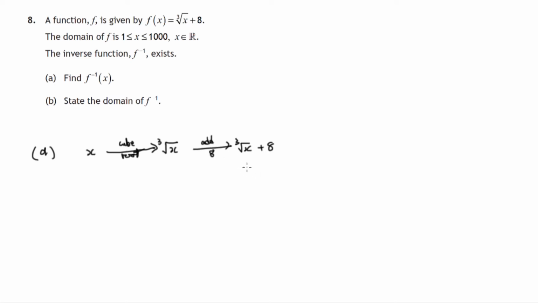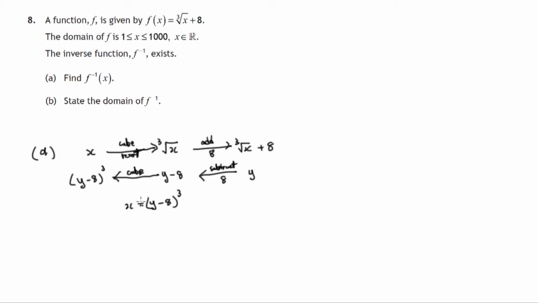Now the inverse goes backwards. So if we start with y, for instance, and try and reverse all this process, instead of adding 8, we would be subtracting 8. So we'd get y minus 8. And then the opposite of cube rooting would be cubing. I find the cube of y minus 8. So x would be equal to y minus 8 all cubed.